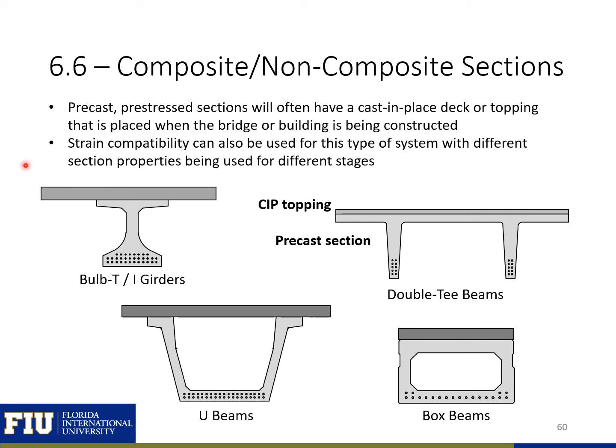Here are some examples of some composite sections that you may run into for bridge construction, like a bulb T girder with a cast-in-place deck, or building construction, like a double T beam with a 2-inch cast-in-place topping.